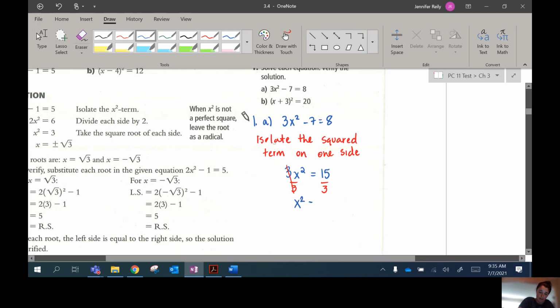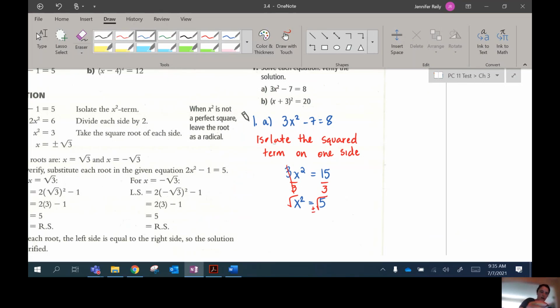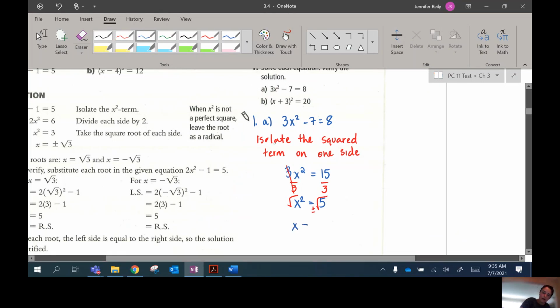Remember, you're always wanting to do opposite operations. So because we're multiplying by 3 there, we would divide by 3. And now it's time to take our square root. And remember, we have to have the positive and negative answer. So we're going to have the square root on this side and square root on this side with the positive and negative answer. So we'll have x equals positive and negative square root of 5. So it could be positive square root 5 or negative square root 5. And that's my final solution.